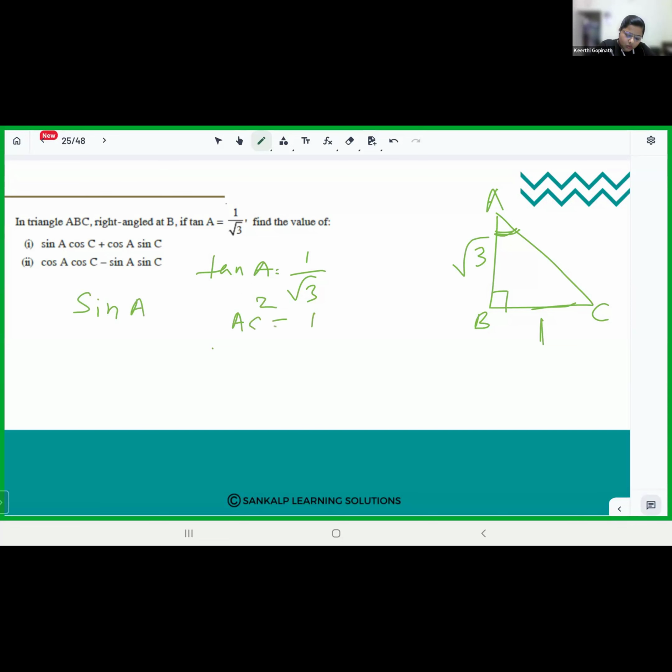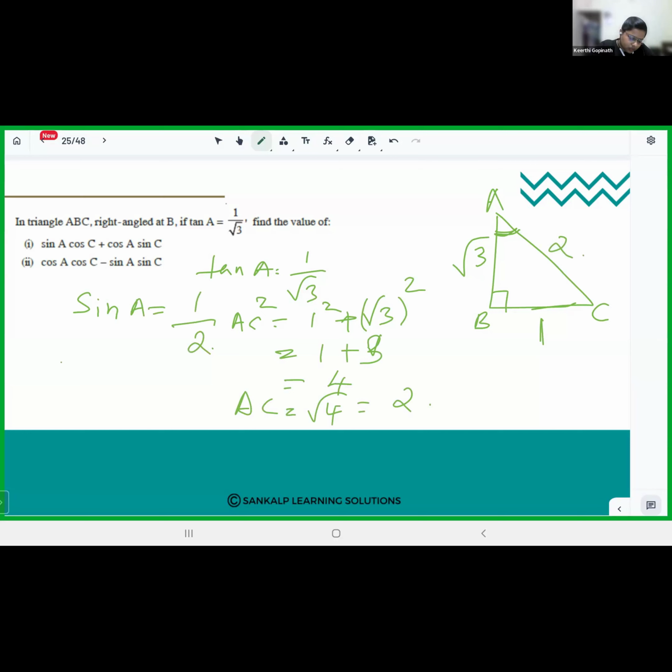So 1 square plus root 3 the whole square. So it will be 1 plus 3, right? So it is 4. So AC is equal to root 4, that is equal to 2. So we obtained the value of AC, it is nothing but 2. Now can you find sin A? Sin A is opposite by hypotenuse. So opposite is 1 and the hypotenuse is 2. So sin A is 1 by 2.